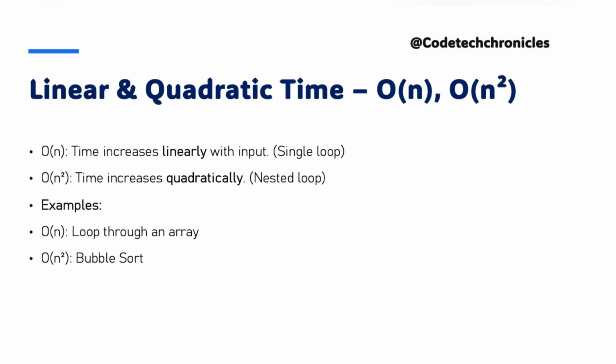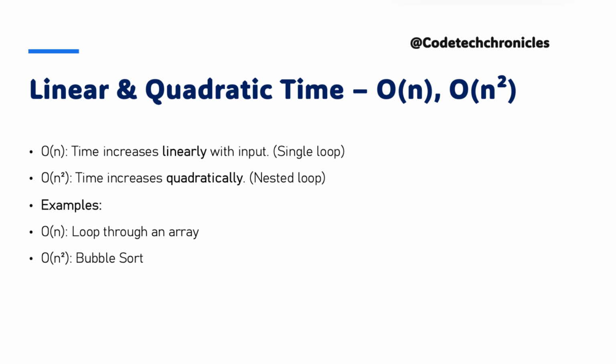Now let's move into the most common complexities, O(n) and O(n²). O(n), the linear time. This means the time your code takes increases directly with the size of your input. If you loop through a list of n elements once, you are doing O(n) work. For example, a simple for loop that prints every element in an array is linear time.